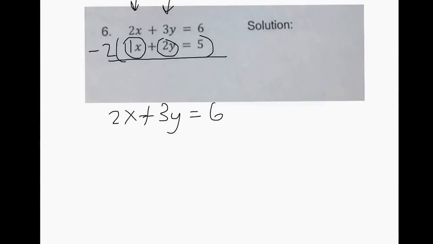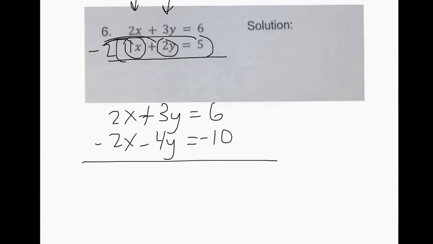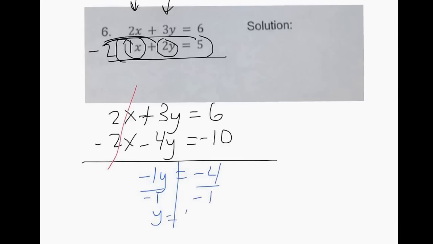But the bottom one will get a kind of a triple rainbow here. Negative 2 times x becomes negative 2x, negative 2 times 2y becomes negative 4y, and negative 2 times 5 becomes negative 10. Now I draw my line down. Elimination happens there. 3y minus 4y is negative 1y. 6 minus 10 is negative 4. Draw my line down. When it's beside it, I divide it. And y equals positive 4. And there's half my answer.